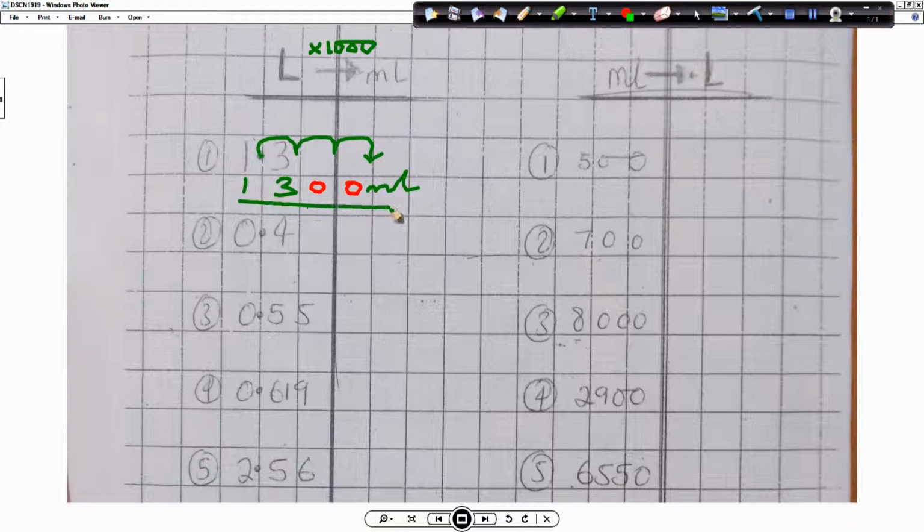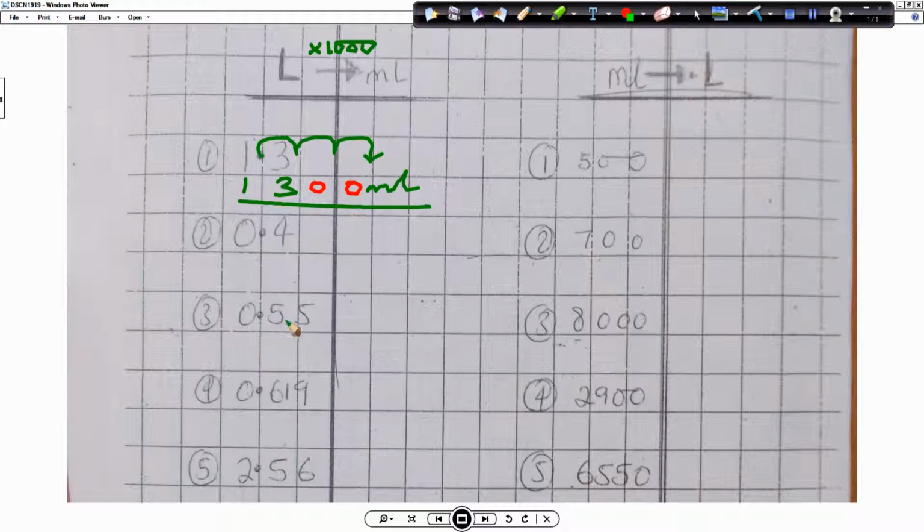And the final answer is going to be 1,300 milliliters, and that's done. That's okay for the answer. So we know we multiply by 1,000. We moved it 1, 2, 3 jumps to the right. We filled in the gaps with zeros, copied the numbers down, and got rid of the point where we didn't need it. Are we happy with that? Okay, let's do some more questions.